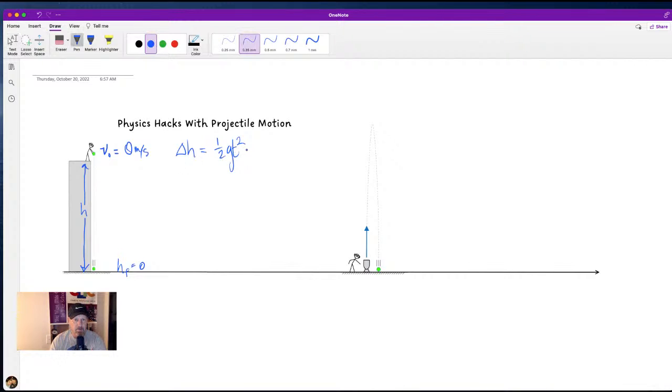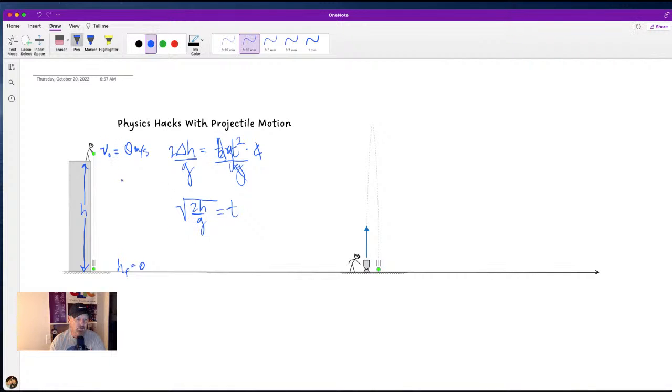So if we multiply both sides of the equation by 2, this 2 gets rid of the half, and then 2 delta h, and then divide both sides by g. So we're dividing both sides by g. Now the g cancels out, so 2h over g, remember these are both negative, so that's going to cancel out, is equal to t squared. So the square root of 2h over g is equal to the time. All right? So that's hack equation number 2.